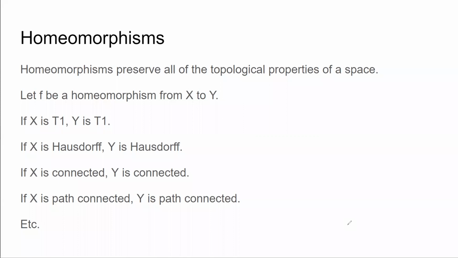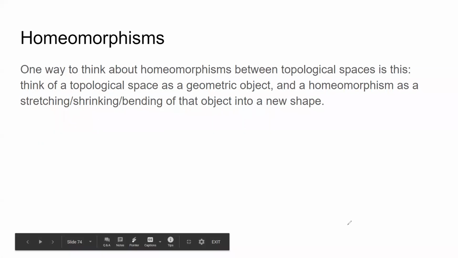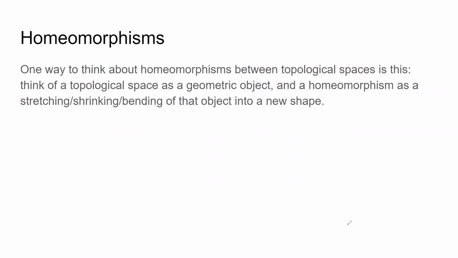All right. And as we saw in the second example of a homeomorphism, one way to think about a homeomorphism between topological spaces is the following. Think of a topological space as a geometric object and a homeomorphism as a stretching or shrinking or bending of that object into a new shape. So let's take a look at some examples of what I mean by this.